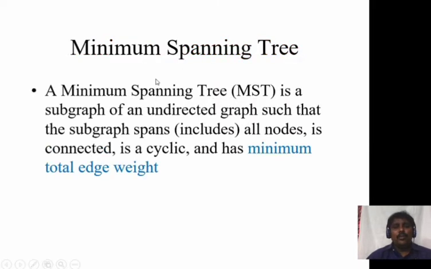So first of all, we have to know the definition of a minimum spanning tree. Already we have discussed the minimum spanning tree, but simply we can say MST. A minimum spanning tree is a subgraph of an undirected graph such that the subgraph spans, meaning it includes all nodes, is connected and is acyclic, and has a minimum total edge weight. So we have to see the weights, but in a minimum way we have to consider it.